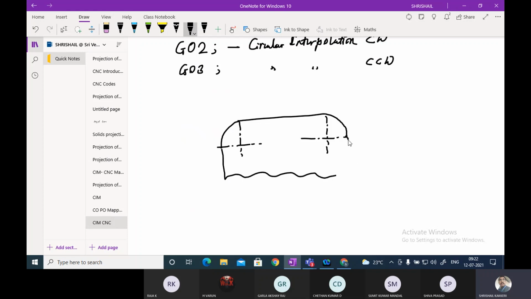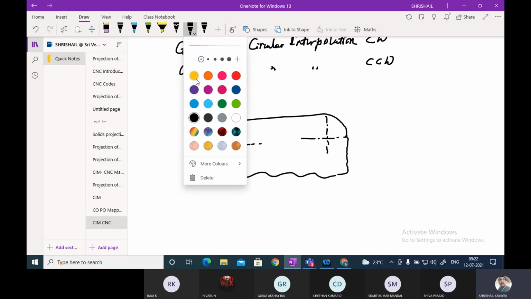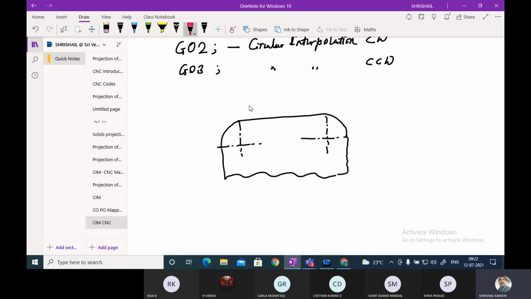For example, this is the part which I want to take into account. Now this is the cutter, and we are going to take the cutter radius.